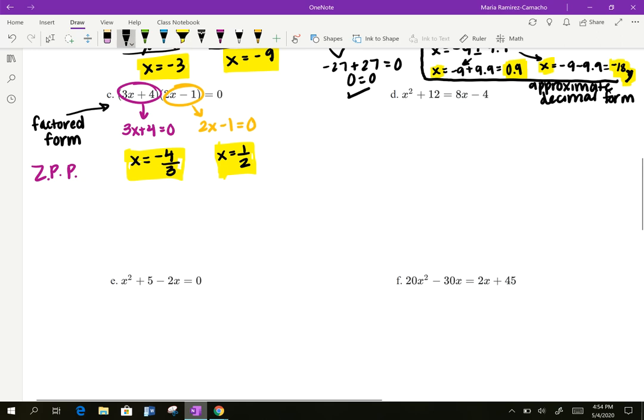For part D, first of all, this isn't set equal to 0, so let's rewrite this equation. Let's add the 4 over. And now let's subtract the 8x over. You could have done that in one step, but I don't know.